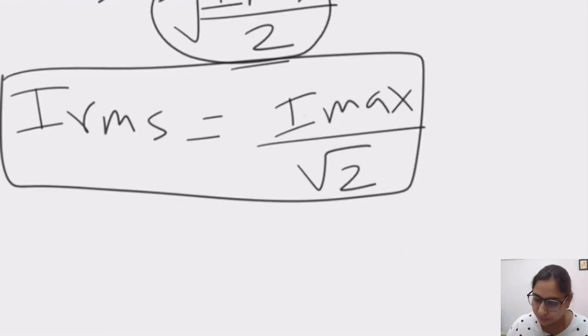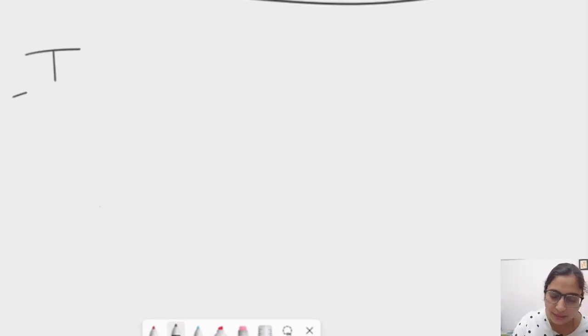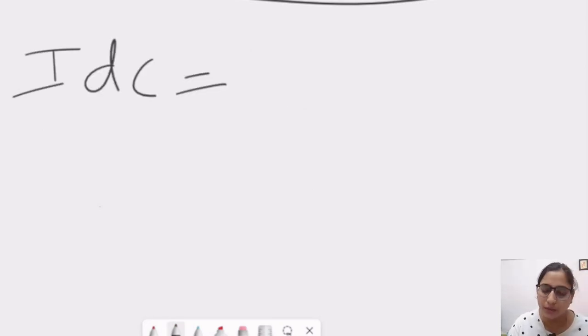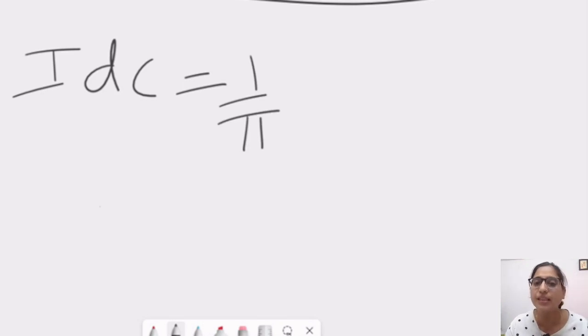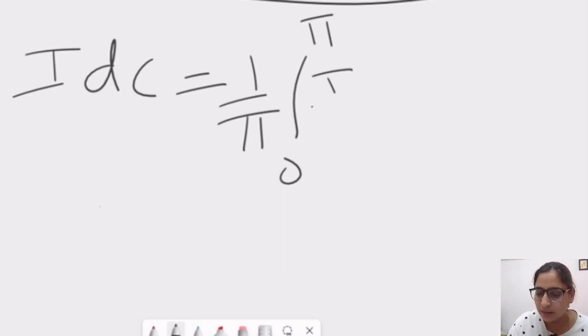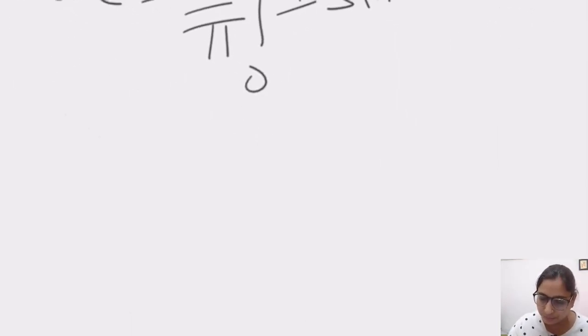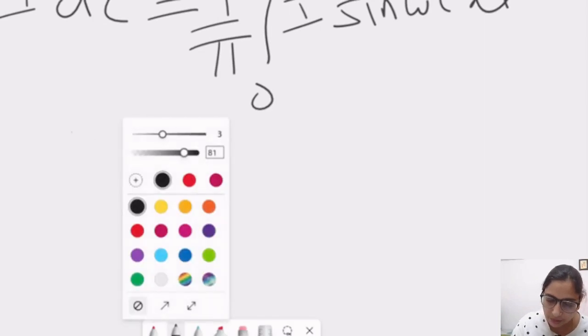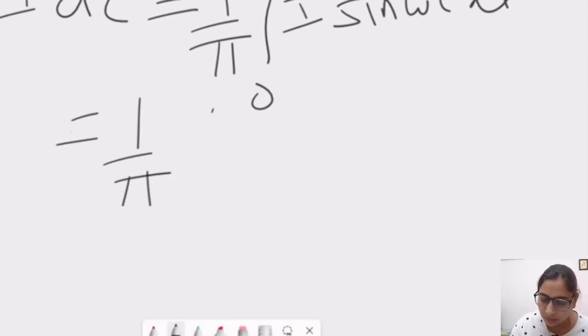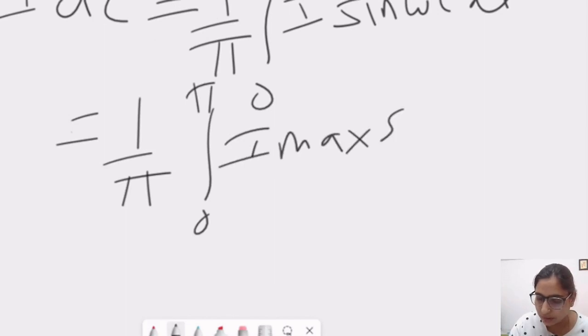Now we will consider IDC, our DC output current, which is nothing but 1 upon pi, because we are considering the cycle 0 to pi. The limit will be 0 to pi, and I sin omega t dt. We know that I is here I max. So further we will calculate, and here 1 upon pi, 0 to pi, I is nothing but I max sin omega t dt.